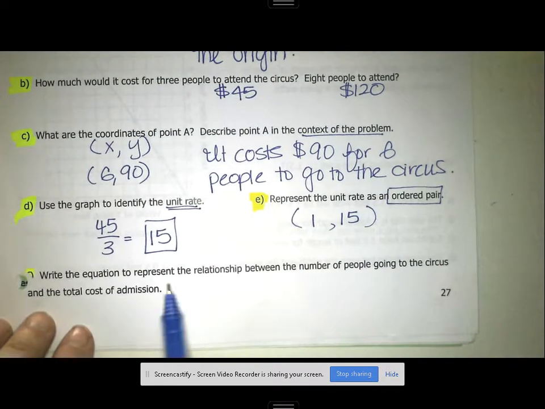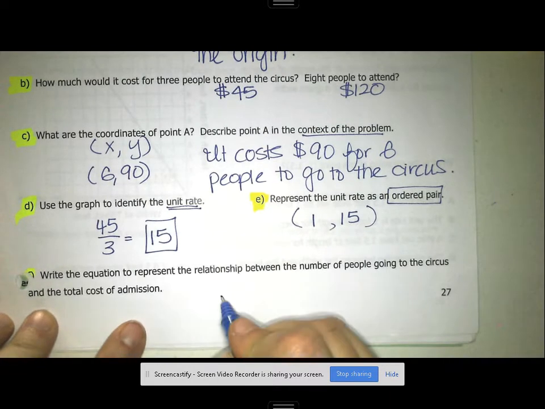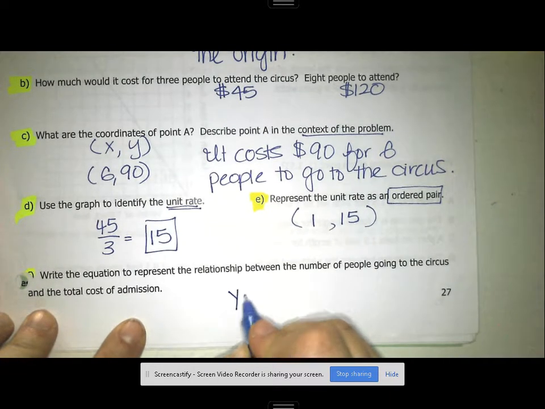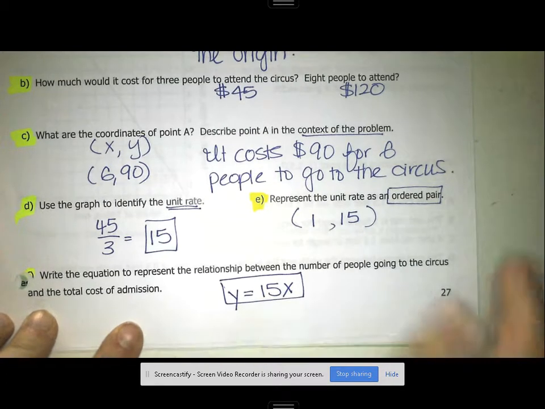Write an equation to represent the relationship between the number of people going to the circus and the total cost of admission. Well, if the unit rate is 15, we're going to write y equals 15x. All right.